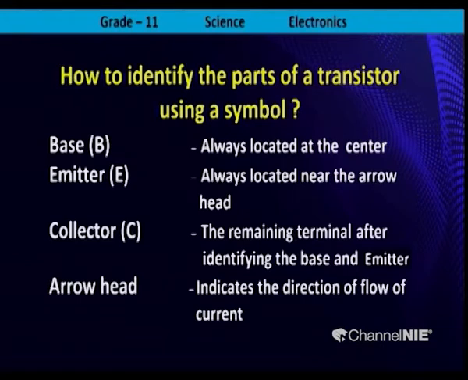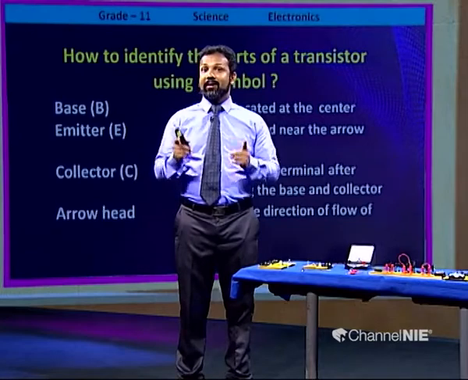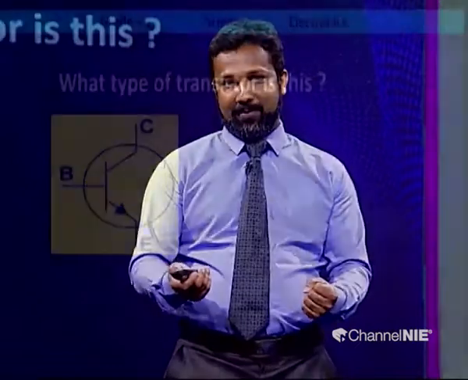What is the use of the arrowhead? What can we identify by using the arrowhead in a transistor? My dear children, keep in mind, the arrowhead indicates the direction of flow of current. Direction of flow of current is indicated by the arrowhead. Right. Now you can identify what is the base, collector, and emitter.